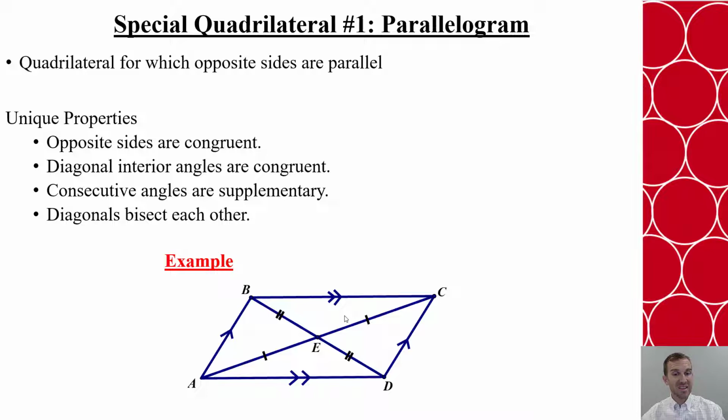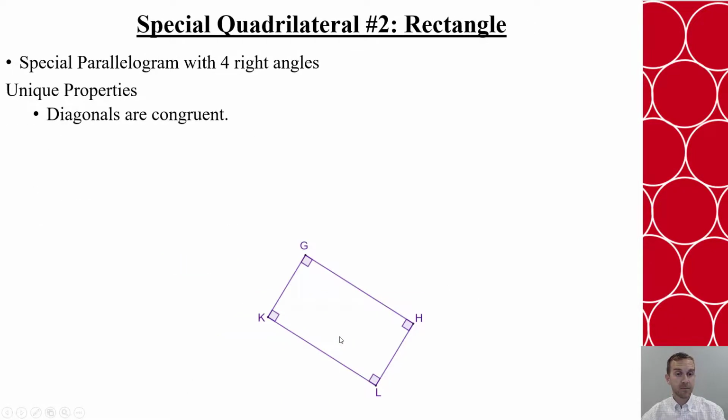Now, if I constructed the diagonals inside, I would see they bisect one another, so that if BE equaled 10, I know that ED would equal 10. And if I knew that the entire length of AC was 14, I would know that AE and EC would both have to be 7.